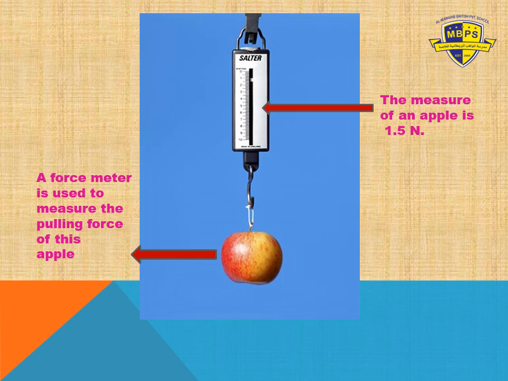Now you can see this picture also. Everyone, pause the slide and just find out what's going on in this picture. A force meter is lifting an apple, right? So a force meter is used to measure the pulling force of this apple. And as you can see, the measure of the apple is 1.5 Newton. Yes. How much is it? It is 1.5 Newton. Very good.